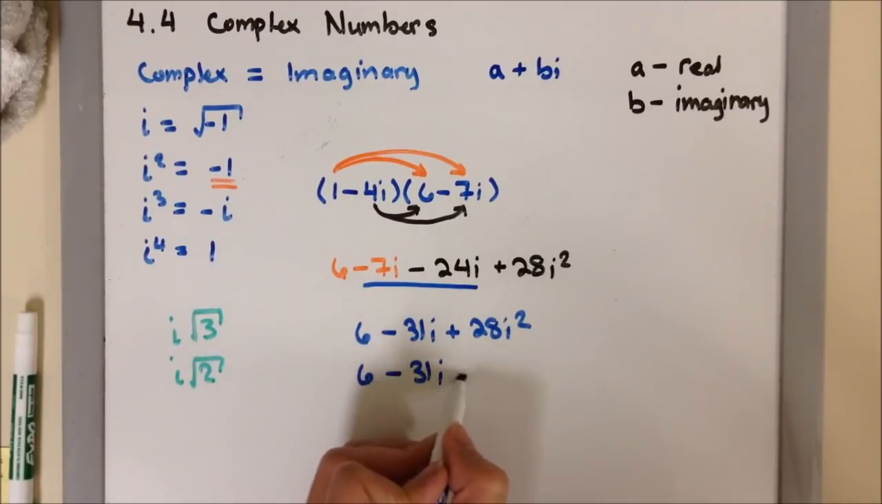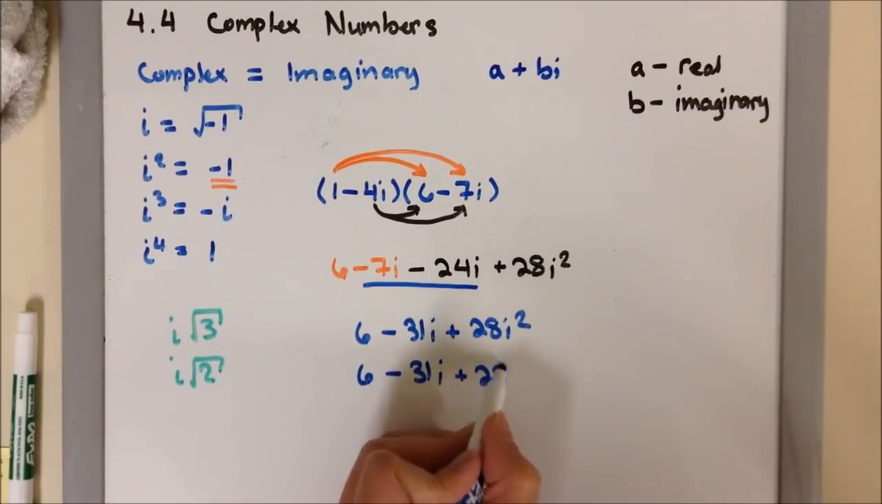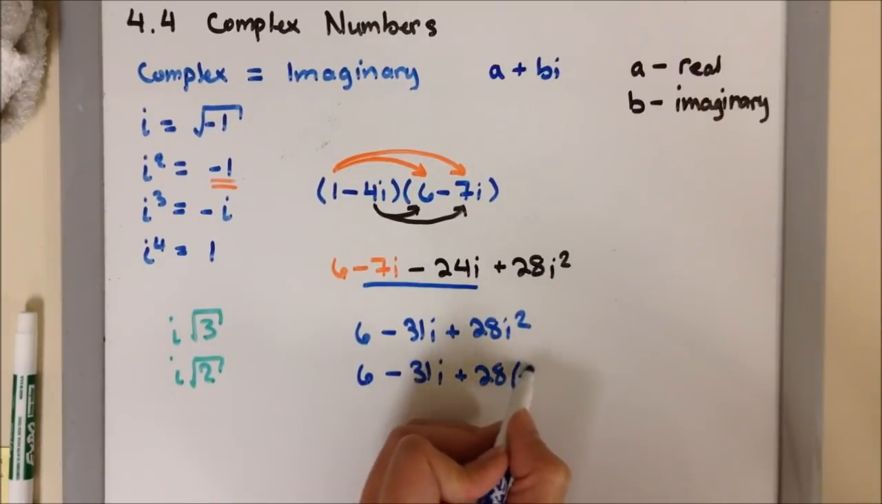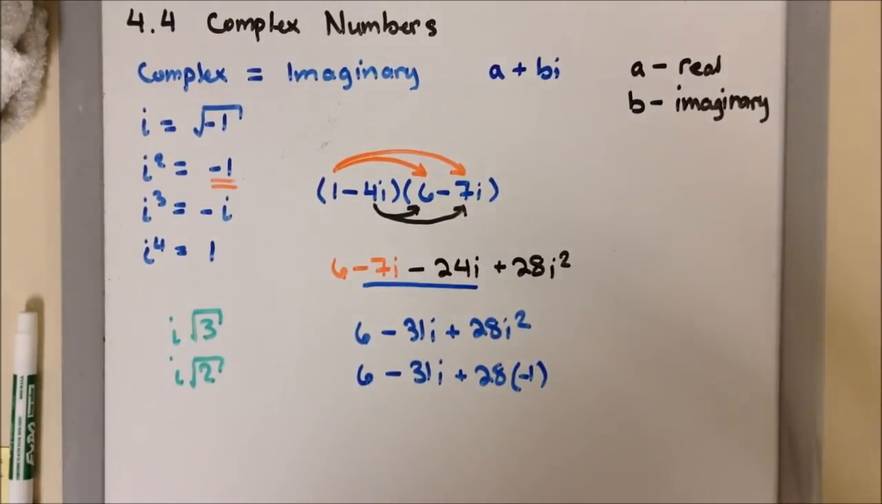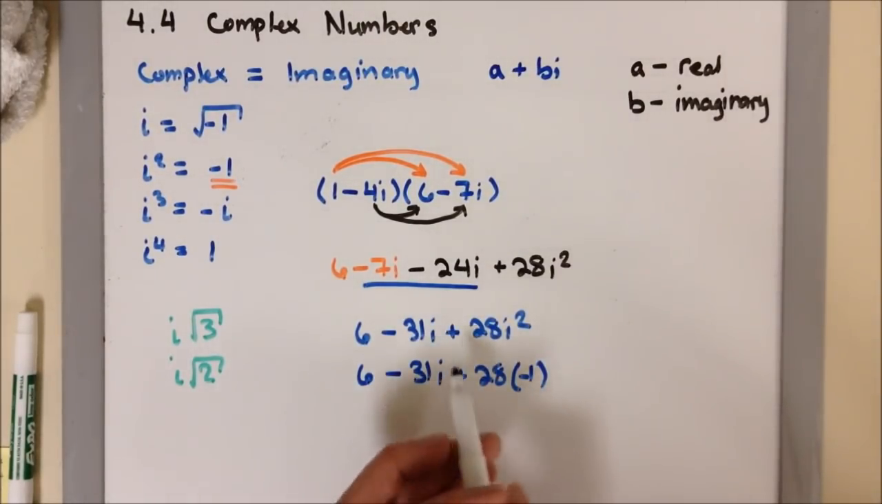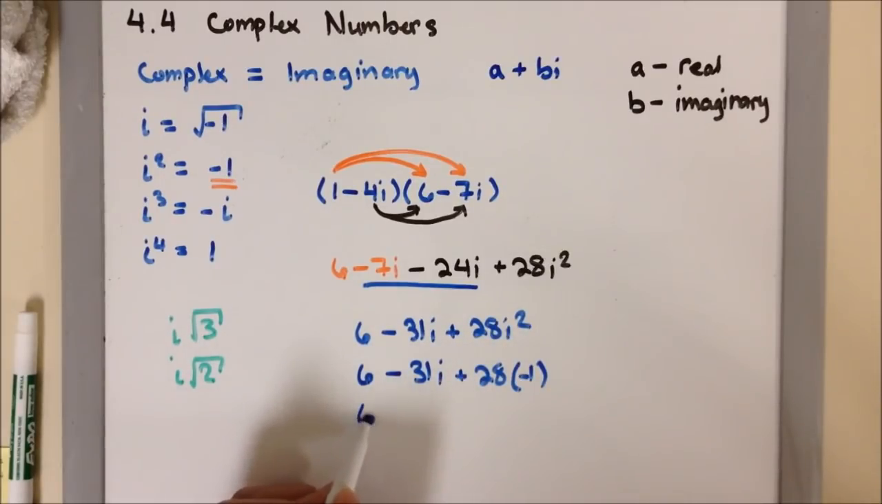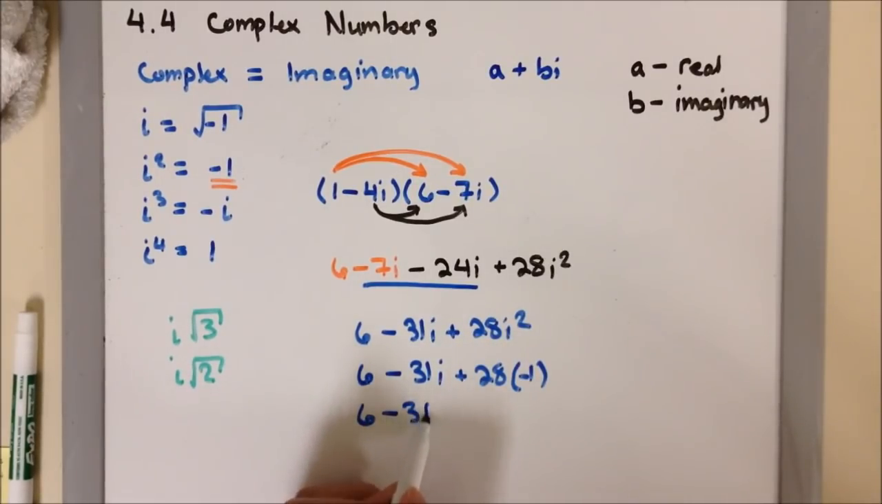6 minus 31i plus 28. But now instead of i squared, negative 1. When that happens, I'm going to just simply multiply these two numbers. So everything else will stay the same. 6 minus 31i. 28 times negative 1 will be minus 28.